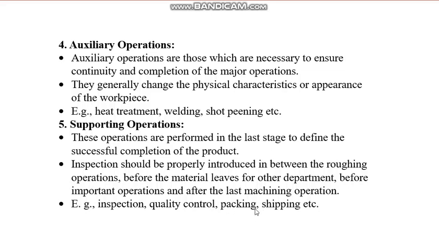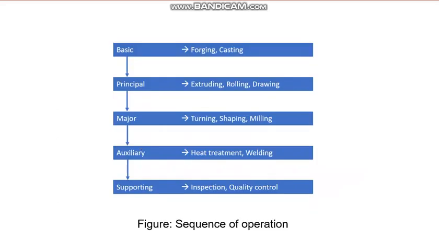After everything is done, you'll be packaging it. If the product is to travel long distances, some products need more care. So packing also becomes an important thing, and then shipping also, how we are going to ship. All those things form supporting operations. So that's how we have seen these five different operations.